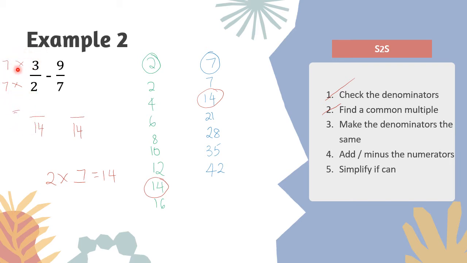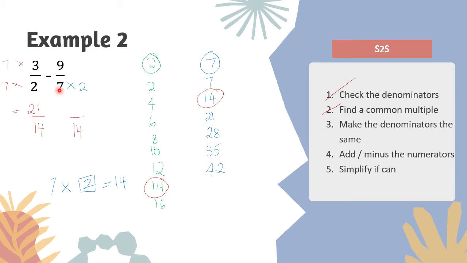Now let's focus on the top number, 7 times 3. What is 7 times 3? 7 times 3 gives us 21. Next, look at the other fraction. 7. How do you make that into 14? 7 times what gives you 14? Times 2. So, which means that you are going to multiply 7 by 2 to give 14.